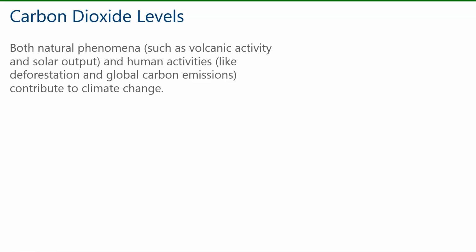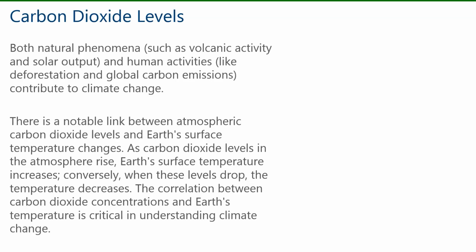Both natural phenomena, such as volcanic activity and solar output, and human activities, like deforestation and global carbon emissions, contribute to climate change. There is a notable link between atmospheric carbon dioxide levels and Earth's surface temperature changes. As carbon dioxide levels in the atmosphere rise, Earth's surface temperature increases. Conversely, when these levels drop, the temperature decreases. The correlation between carbon dioxide concentrations and Earth's temperature is critical in understanding climate change.